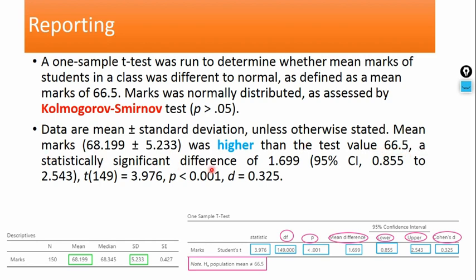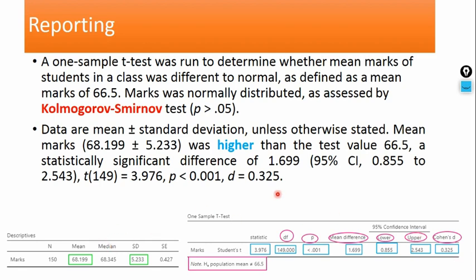A statistically significant difference of 1.699, this is the difference, with a 95% confidence interval of 0.855 to 2.543. T with the degrees of freedom in brackets has been written: t(149), where 149 is the degrees of freedom, is equal to 3.976. If I calculate this value manually, our t value is 3.976, and the software-generated p value is less than 0.01, and Cohen's D is 0.325.